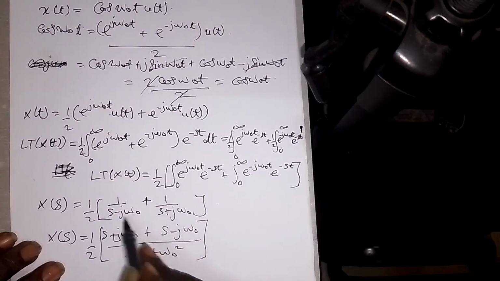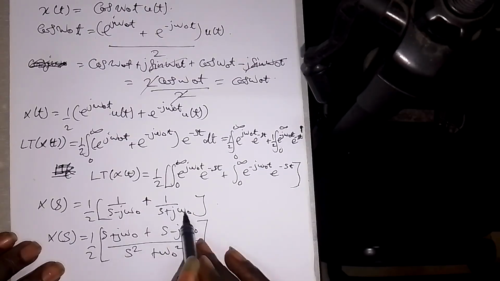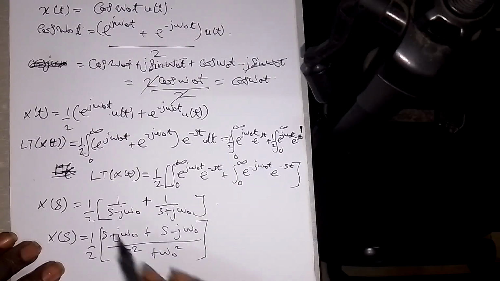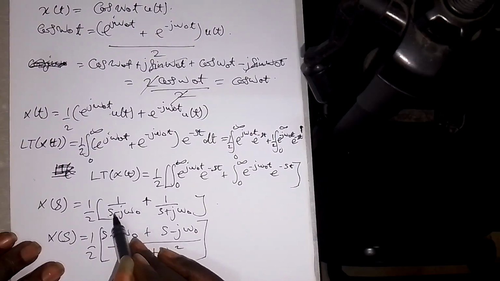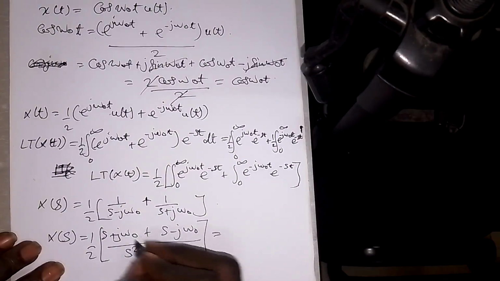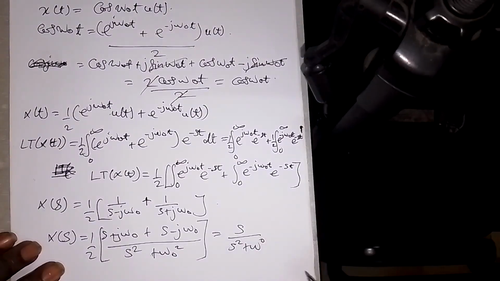This into this gives s squared. This into this is positive, and this into this is negative, giving omega naught squared, because negative j times j is negative 1, and then there's another negative here, so it becomes positive. So that's what you get. Now here this will cancel, and you have s over s squared plus omega naught squared.